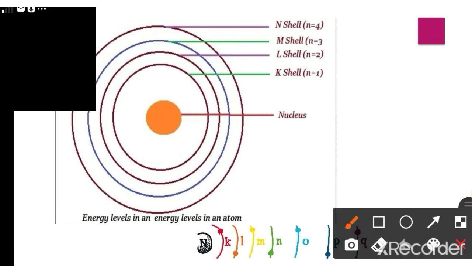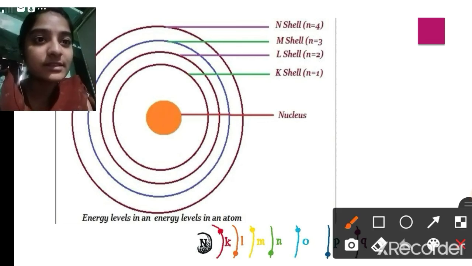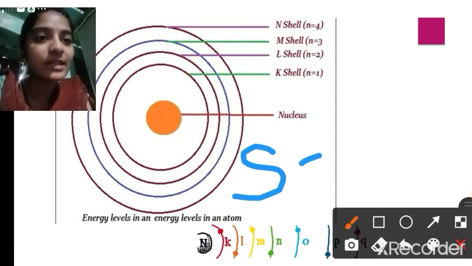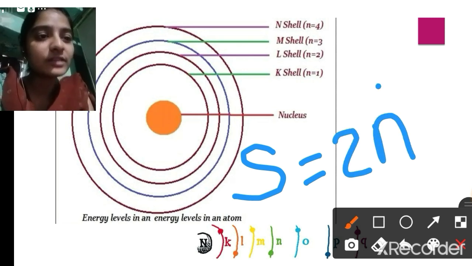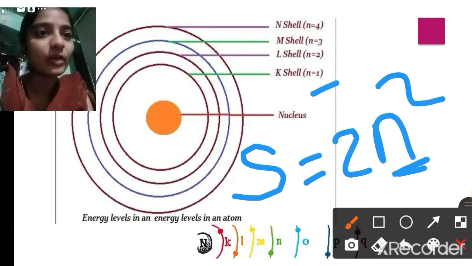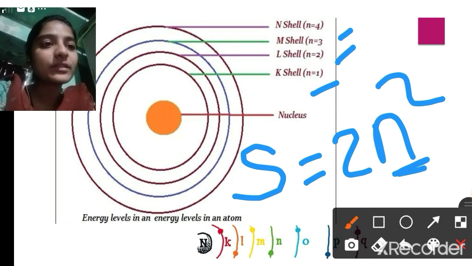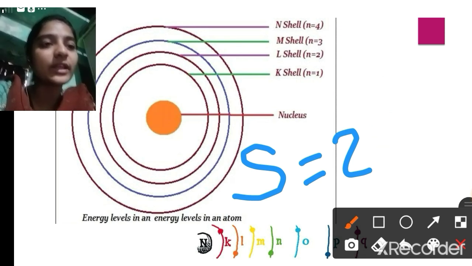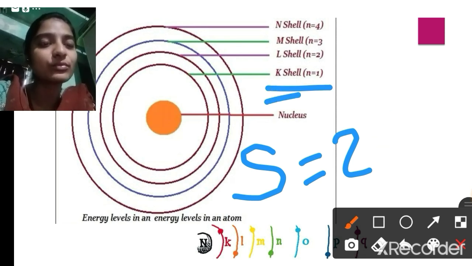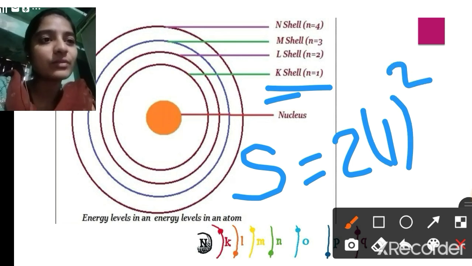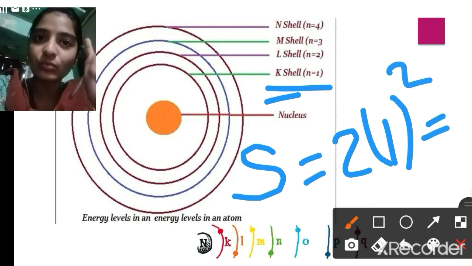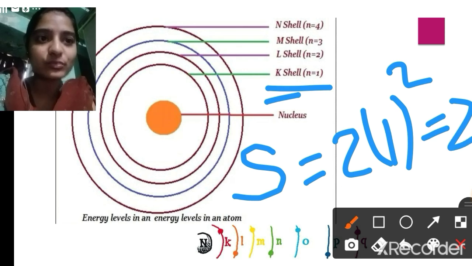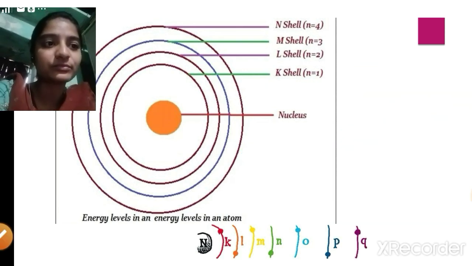Coming to the Bohr atomic model, the number of electrons in a shell is given by 2n squared, where in place of n we put 1, 2, 3, 4. I'll give one example. For the K shell, n is equal to 1. 2 into 1 squared. What is this? 1 into 2, 1. 2 ones are 2. So this energy level holds 2 electrons.